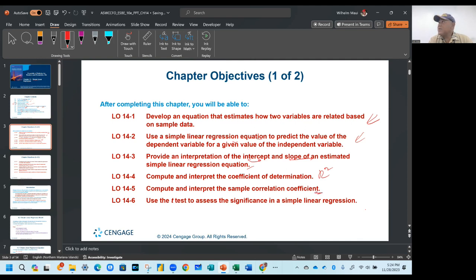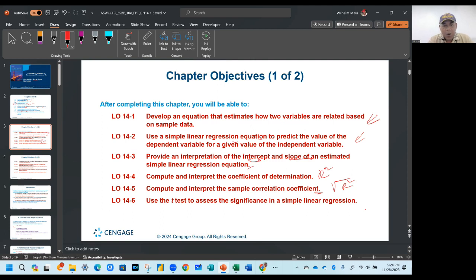And then compute and interpret the sample correlation coefficient. We already saw this before, right? In one of the chapters, I can't remember which, we talked about correlation. So it turns out that if you take the square root of this, you get your correlation coefficient, which tells you if there's a linear relationship between the two. We already know from the previous chapter, a relationship could be a positive one or a negative one, or if there's no relationship, the coefficient is 0 or close to 0.